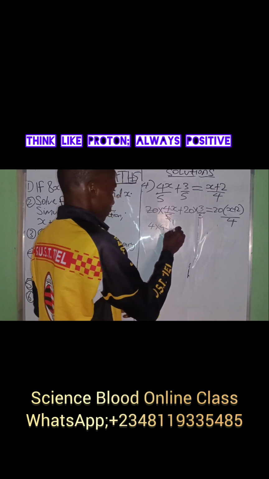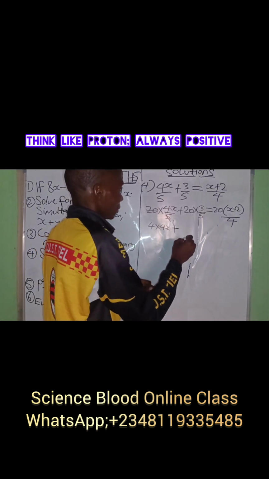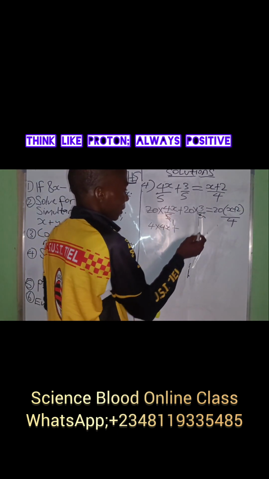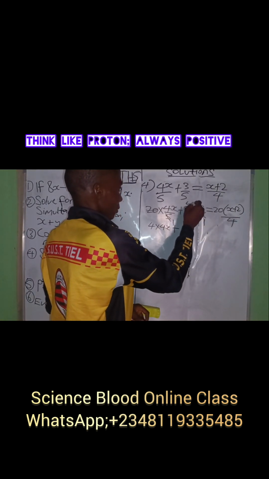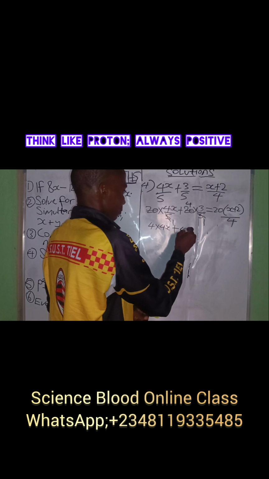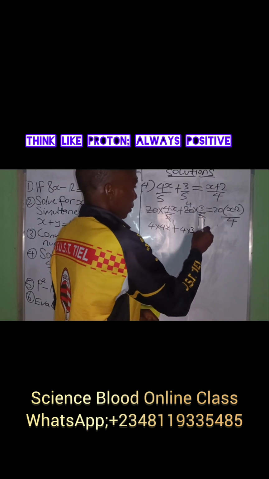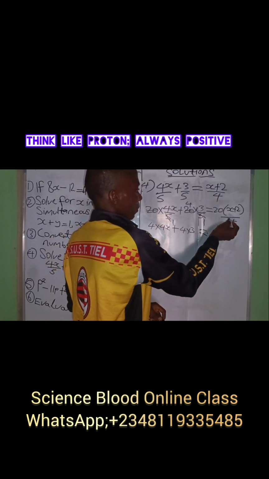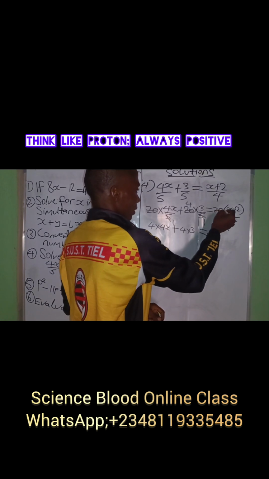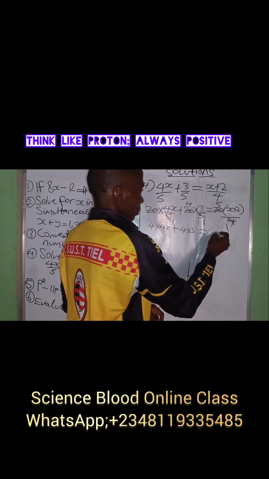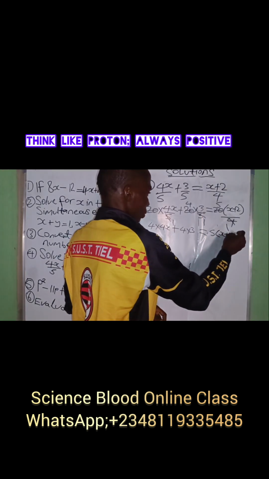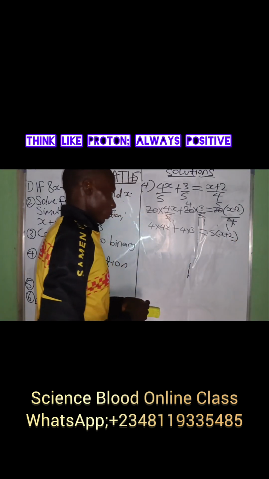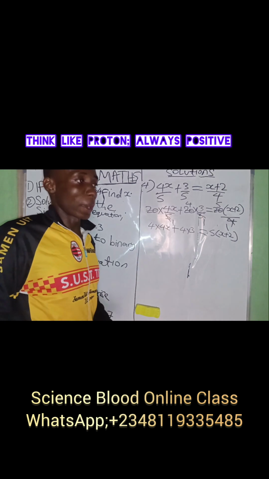Let's continue. Plus, what next? 5 divides itself here to give us 1, and divides 20 to give us 4. So we now have 4 times 3 equals, here 4 divides itself to give us 1, and divides 20 to give us 5. So we are now left with 5, open bracket, x plus 2, close bracket. Okay, what next? The next step is for us to multiply out.